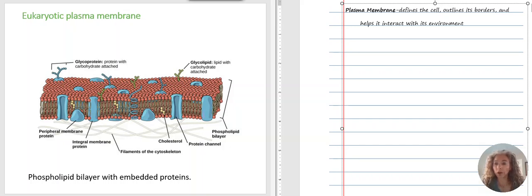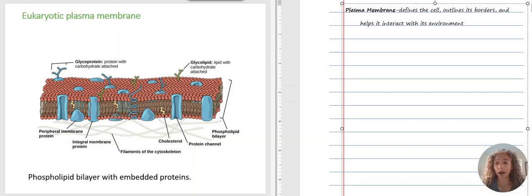This lecture, we're going to focus on the plasma membrane. We will also talk about diffusion and osmosis. Last lecture, we talked about the eukaryotic cell and the organelles within the eukaryotic cell, but we didn't go into much detail about the plasma membrane.